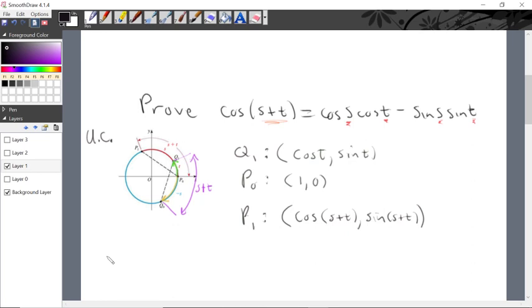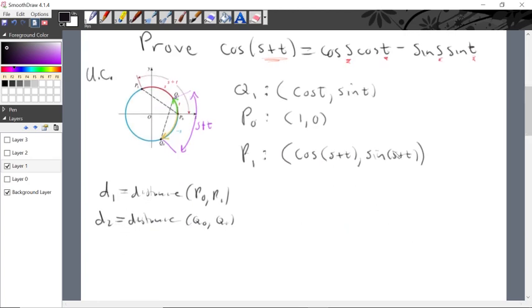Let's say D1 is going to be the distance from P0 to P1. So if I'm saying this is D1 right here, and then D2, I'll call D2 this distance right here, Q0 to Q1. Geometrically, D1 and D2 have to equal each other. Those two lengths of those line segments must be equal.